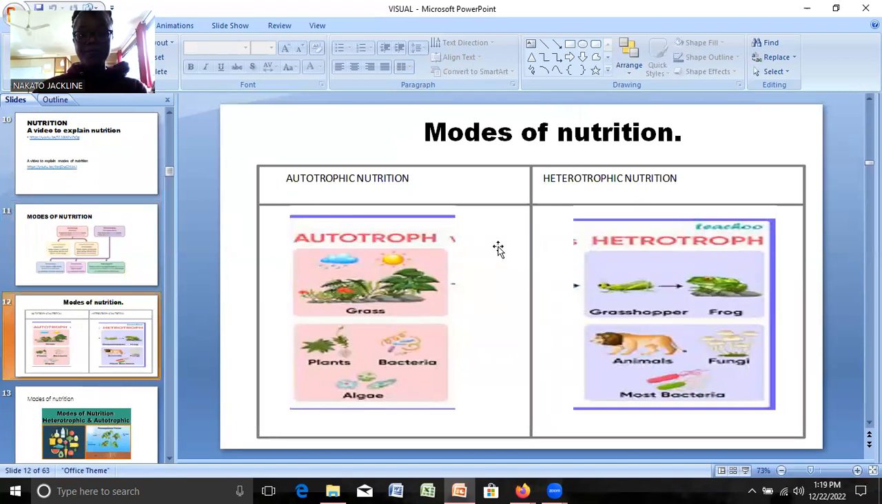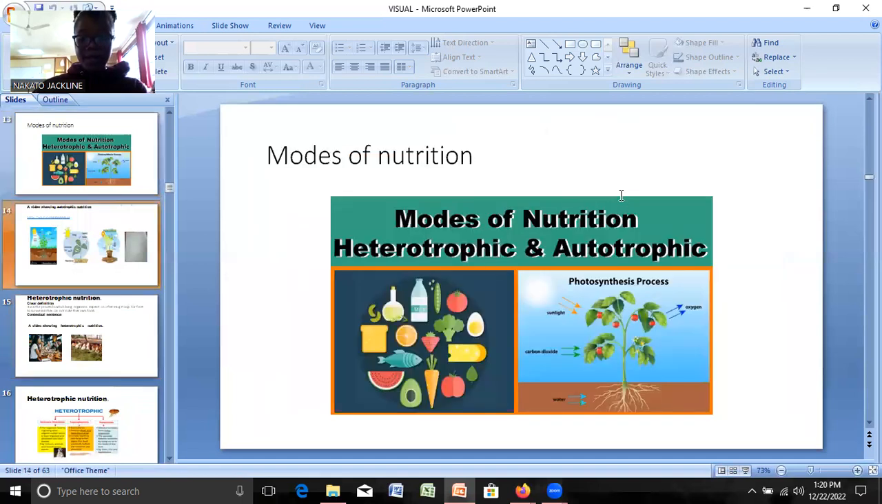Here we have this closet to differentiate them, to show that autotrophic nutrition only occurs in plants, and heterotrophic nutrition only occurs in animals, amoeba, fungi, and bacteria. However, even some bacteria can carry out autotrophic nutrition, but in rare cases; mainly it is heterotrophic nutrition. So again, we look at heterotrophic nutrition.